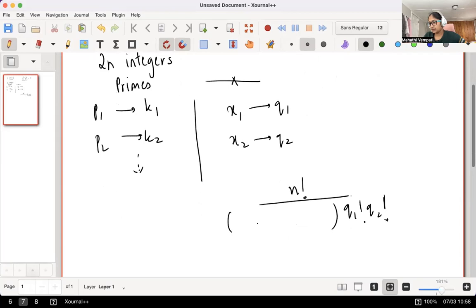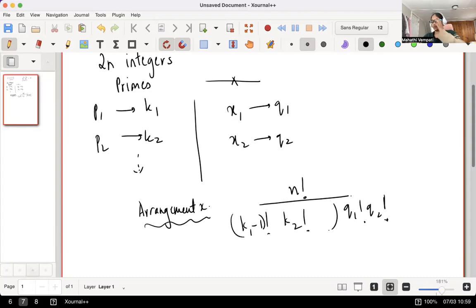For the primes, the ones that you have selected in this current arrangement X, you will have k1 minus 1 factorial, because there's only k1 minus 1 of them left. And for the ones you haven't selected, it'll be k2 factorial. So this is what you need to be counting for every single arrangement.